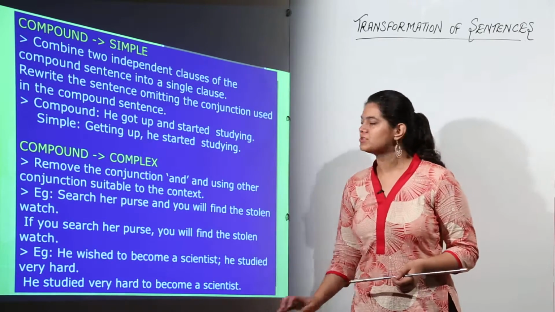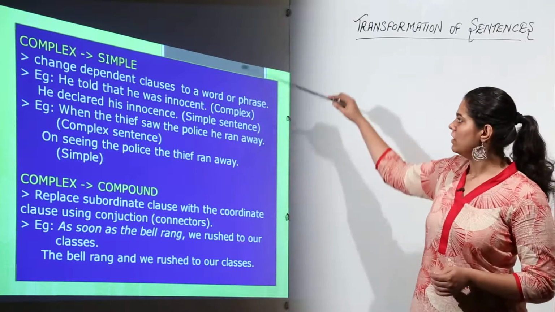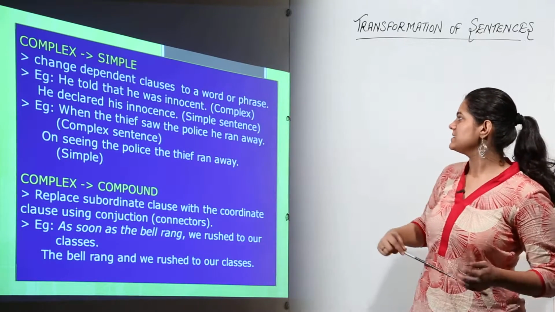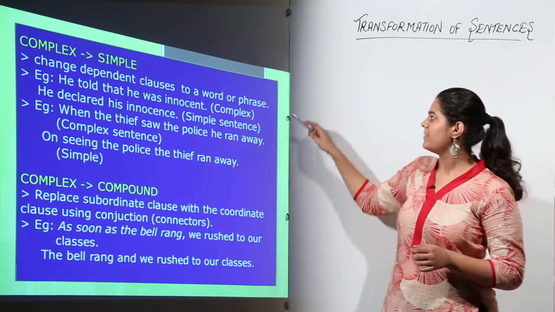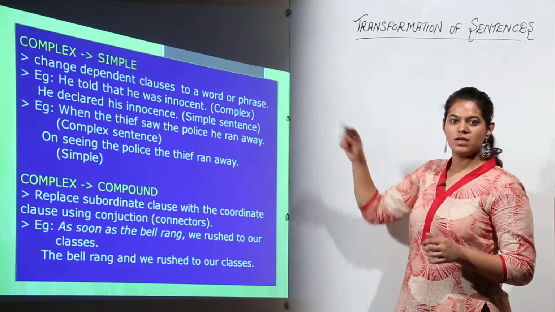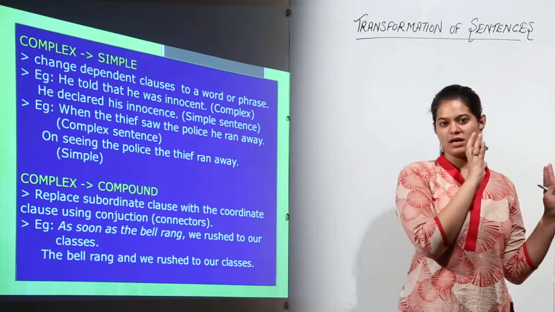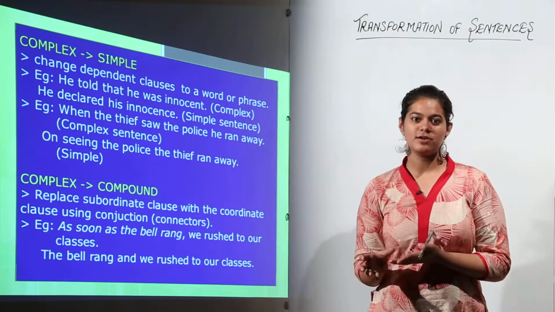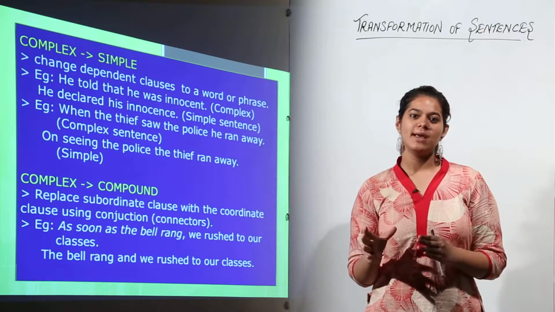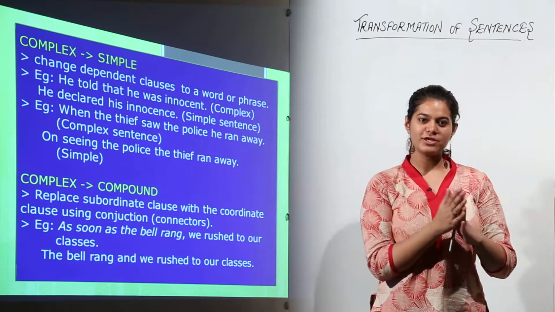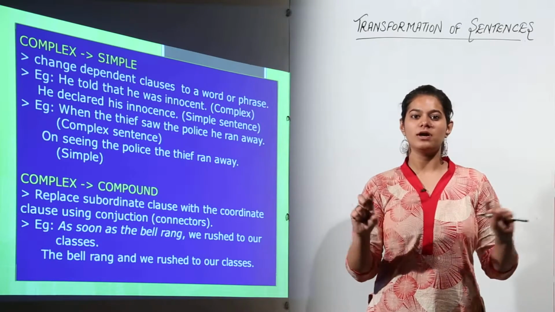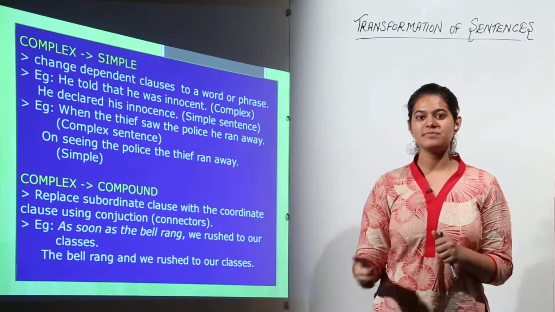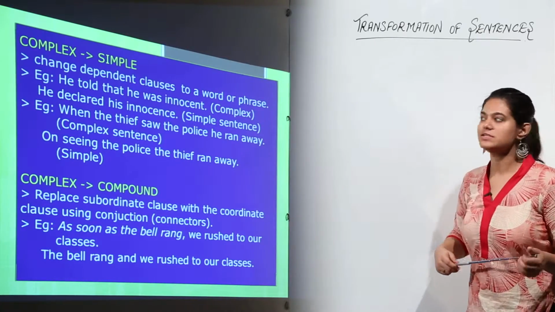Next, we will see the transformations of a complex sentence. How do we convert a complex sentence into a simple sentence? Basically, what we do is we change dependent clauses to a word or phrase. As we already discussed, there would be one independent clause and another dependent clause. What you do with the dependent clause is you make it brief, you make it shorter, right, and make it into one word or one phrase that can easily fit a simple sentence. Let us look at the examples.